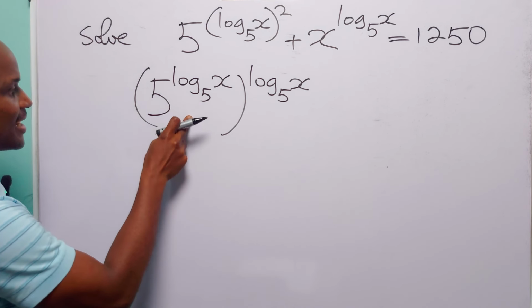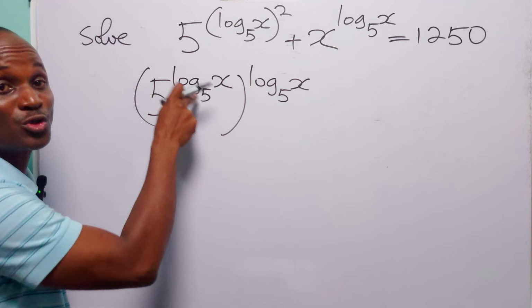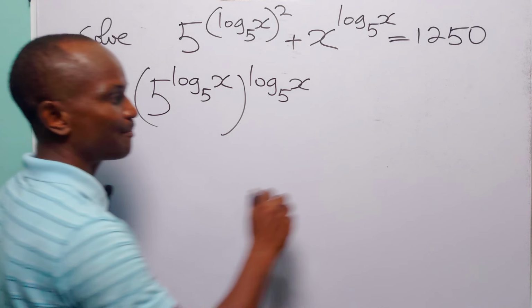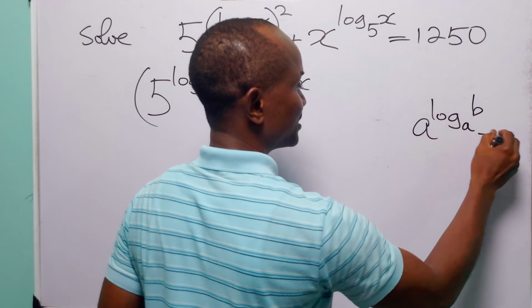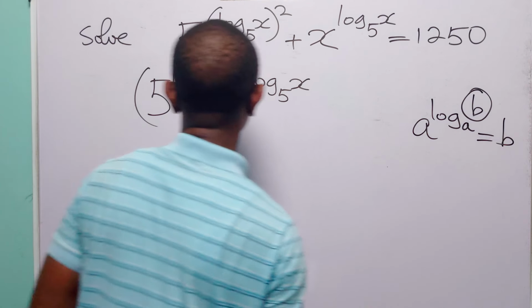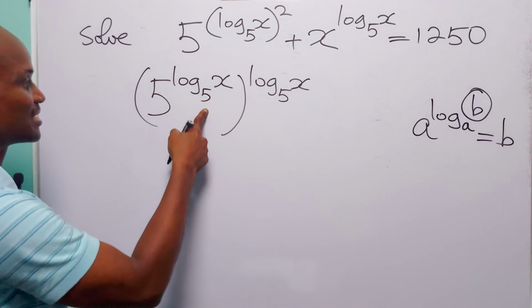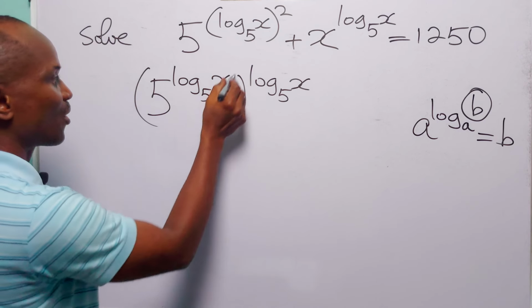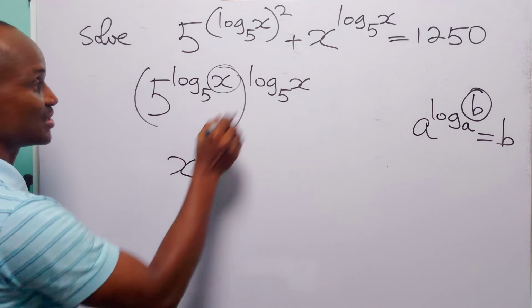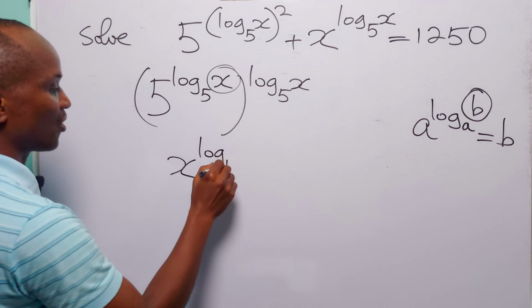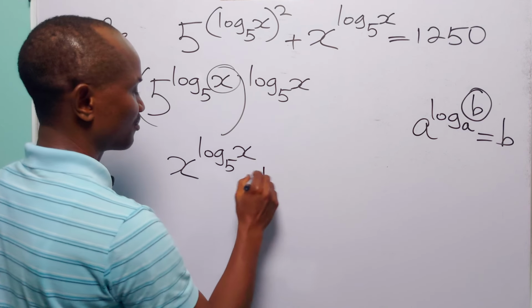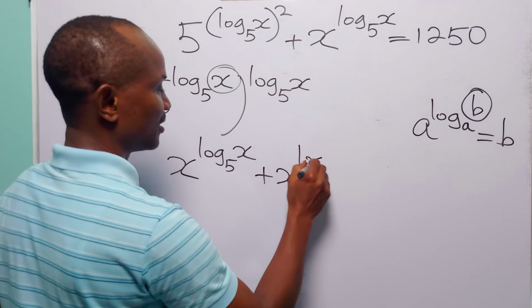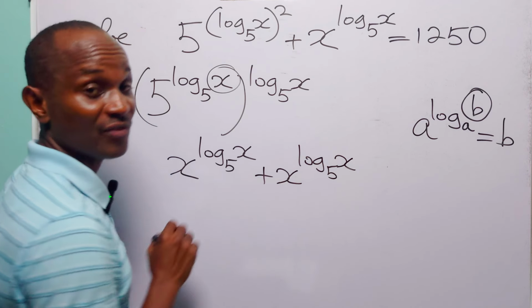Now, but look at this. Here we have 5 to the power log to base 5. Remember that a to the power log to base a of b is equal to b. So 5 to the power log to base 5 of x is equal to x. So this is x to the power log to base 5 of x. And here we have plus x to the power log to base 5 of x.